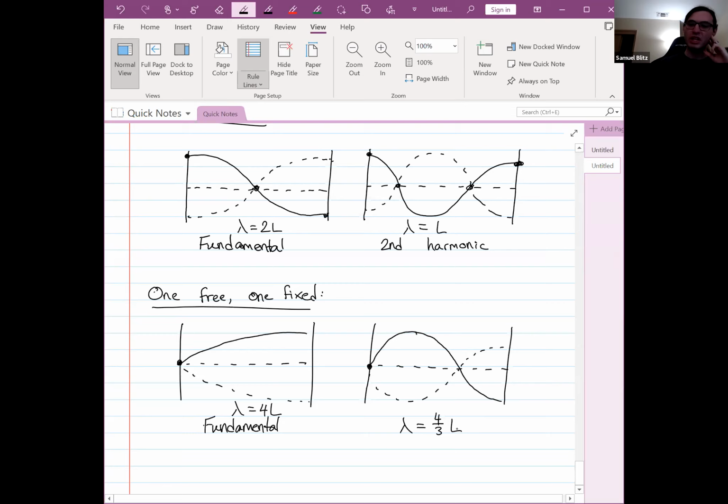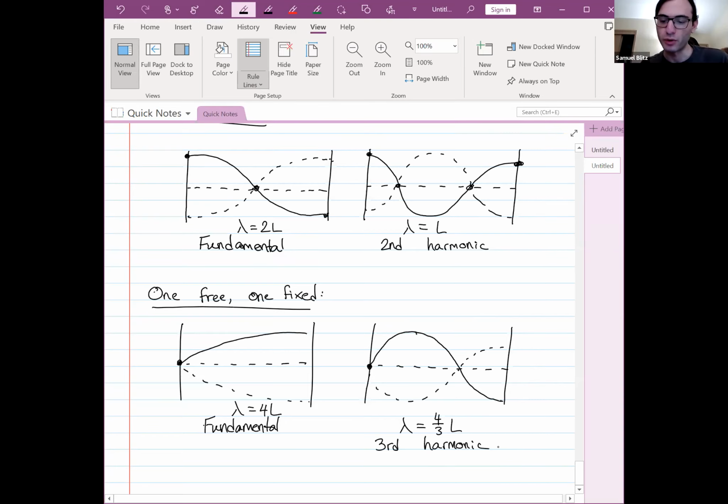So this would be the third harmonic, because you can fit precisely 3/4 of a wavelength in it. The rest of the wavelength is over here, right? So it's 3/4. So this would be the third harmonic. And this is to say that when one end is fixed and one end is open, there is no second harmonic. It doesn't exist.